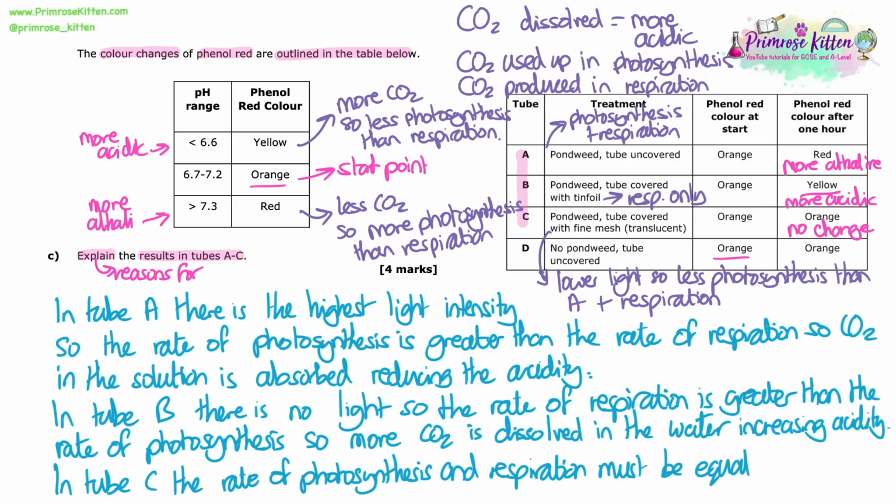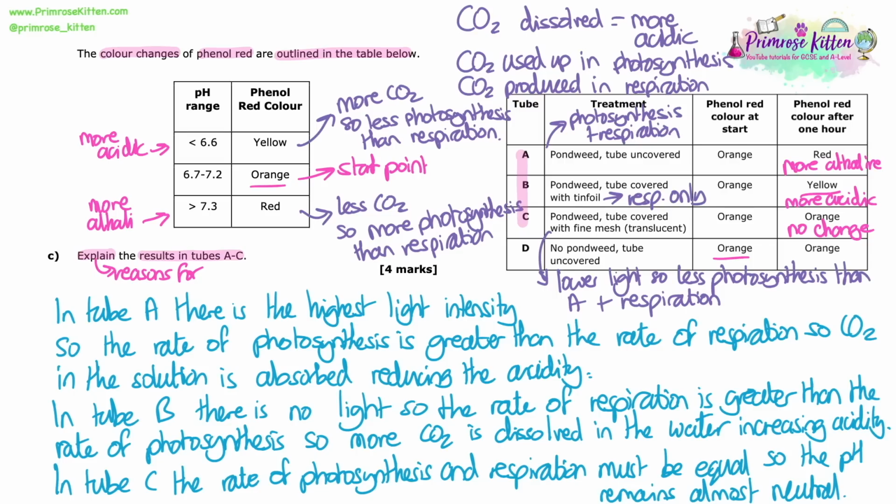In tube C, the rate of photosynthesis and respiration must be equal because there's obviously no change in the colour, so therefore there's no increase or decrease in carbon dioxide. Its net is overall 0. So the pH remains almost neutral.